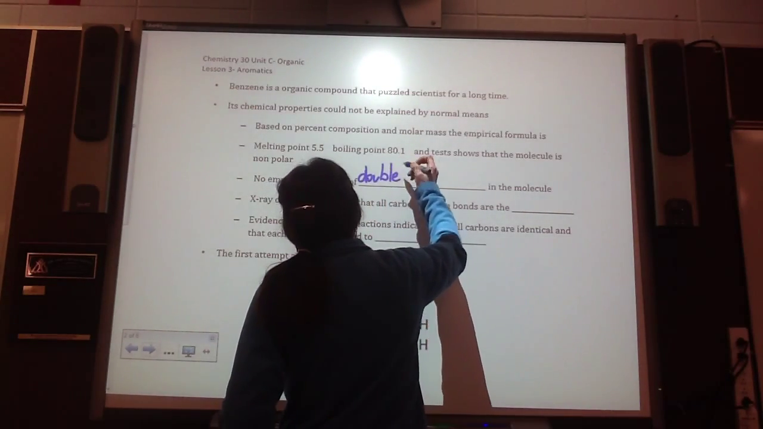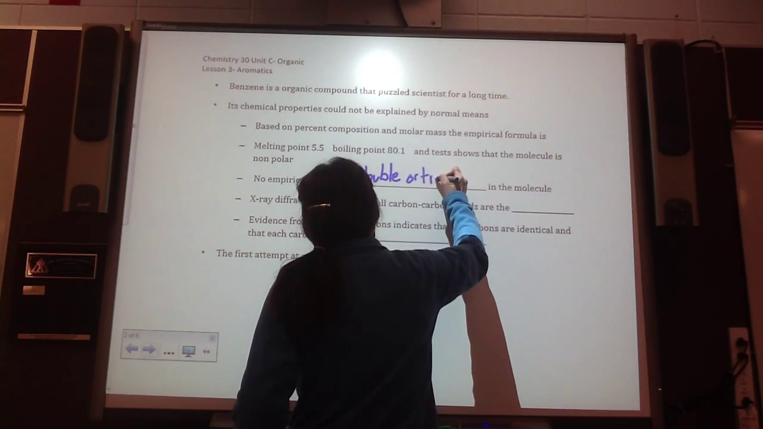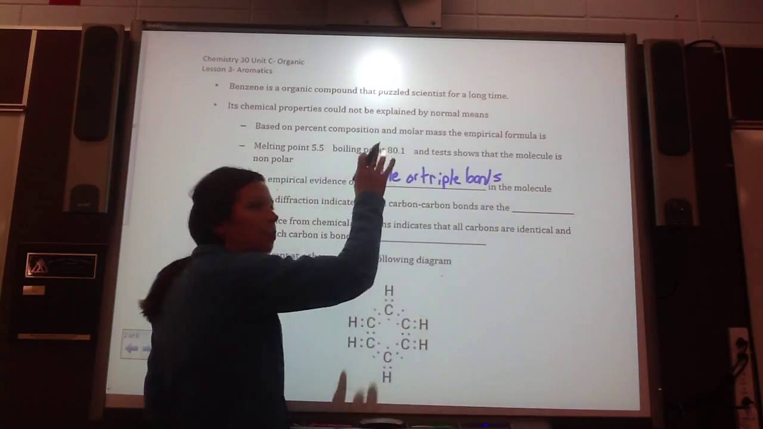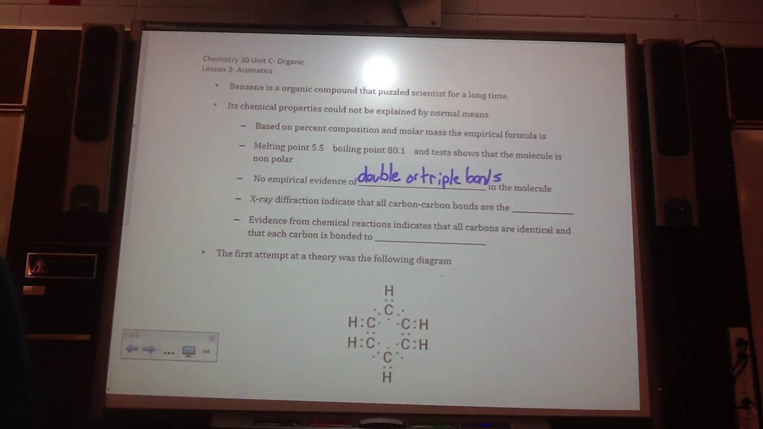So there's no evidence of double or triple bonds in the molecule. That's a big one, right? Because in order to get C6H6, you had to make a double bond. But there's no data, if you did an experiment with it, that would give you an indication that there's a double bond.